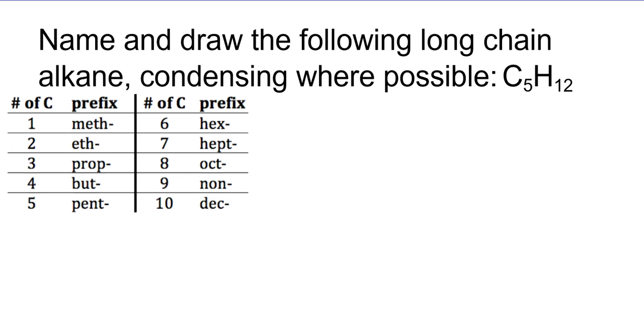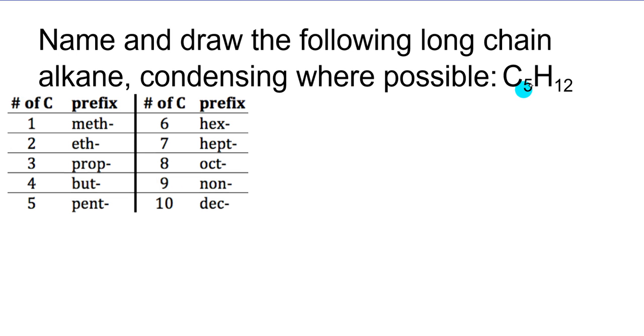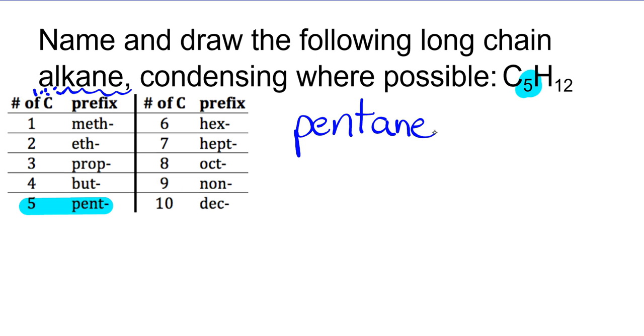Take a look at the next example. So I've got C5, don't care about the 12. So I'm going to take a look. There's that number. So I go to the 5. So I take the pent, make that my prefix, and I'm told that it's an alkane. So all we do is add -ane onto the end.